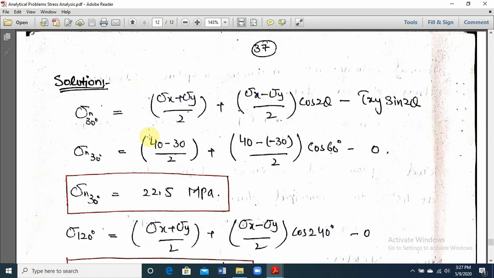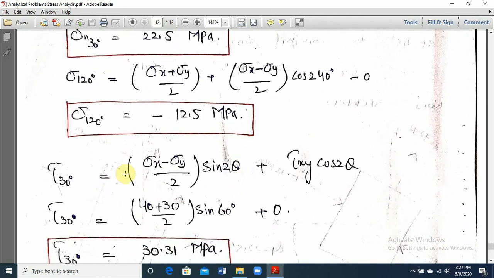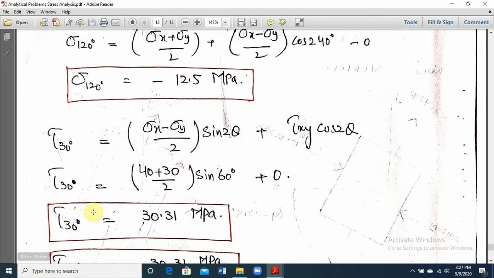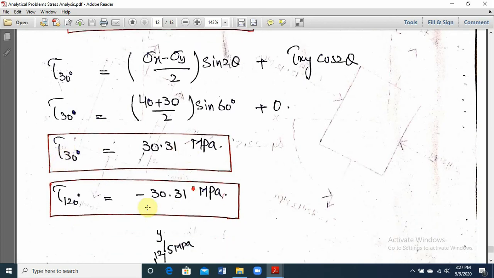So sigma at 30 degree will be equal to what, (sigma x plus sigma y) divided by 2 plus (sigma x minus sigma y) divided by 2 cos 2 theta minus tau xy sin 2 theta. As we know that there will be no shear stress on the principal plane, this is equal to 0. This sigma x is sigma 1, sigma y is sigma 2. We got the values of sigma 30 as this, sigma 120 as this. Similarly, putting the values in the shear stress formula, we get the value of tau 30 is equal to 30.31 megapascal and tau 120 is equal to minus 30.31 megapascal.